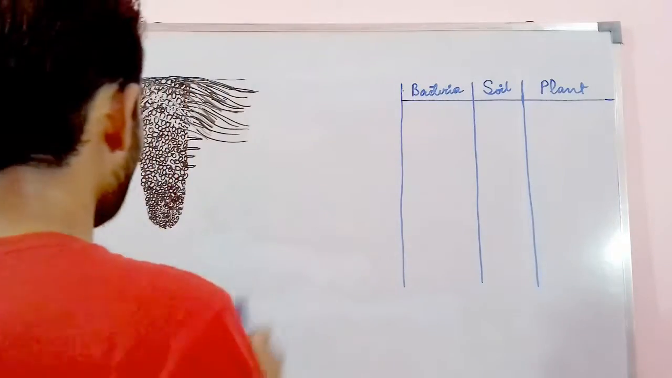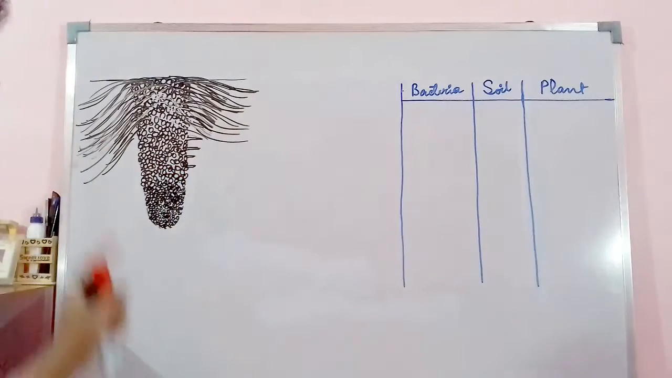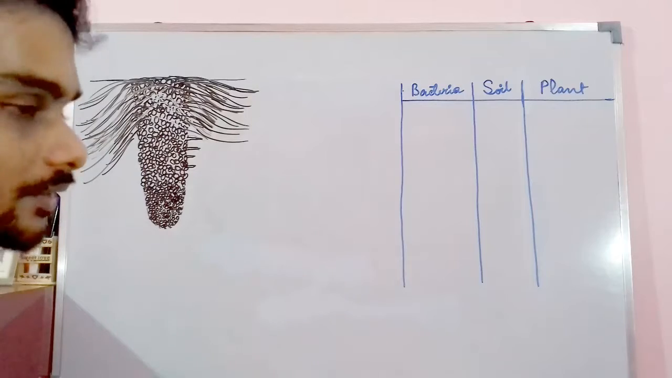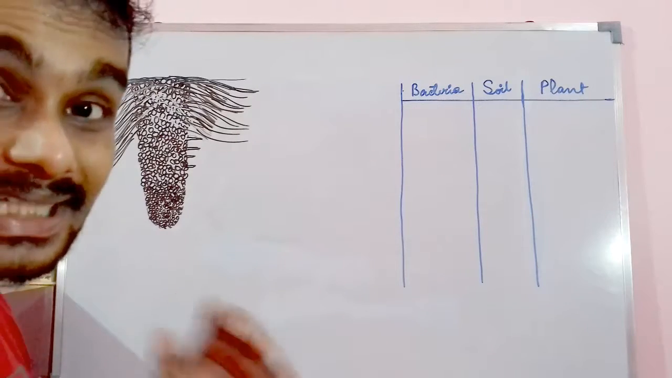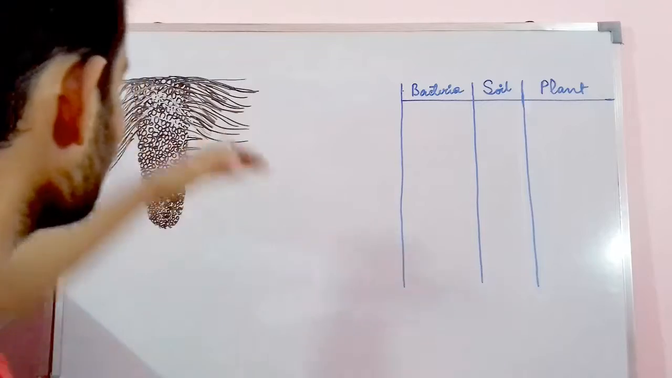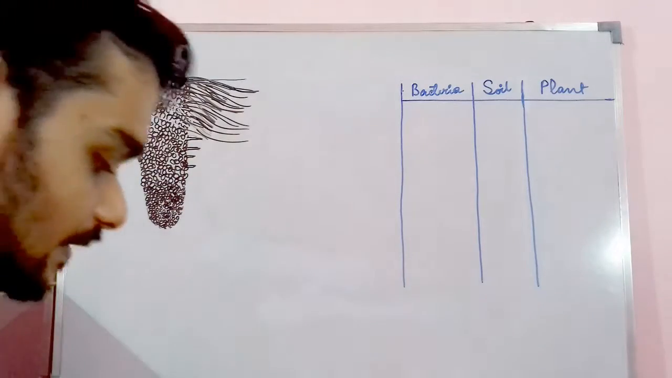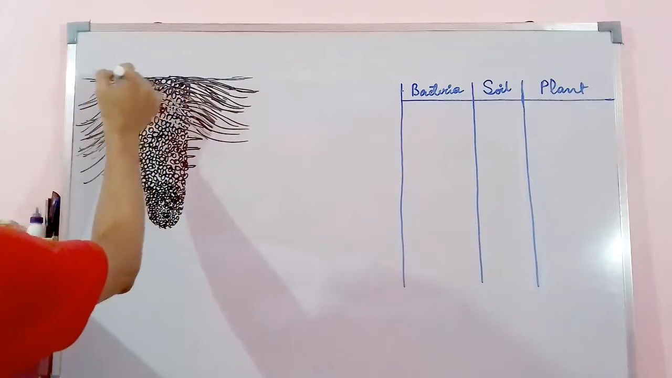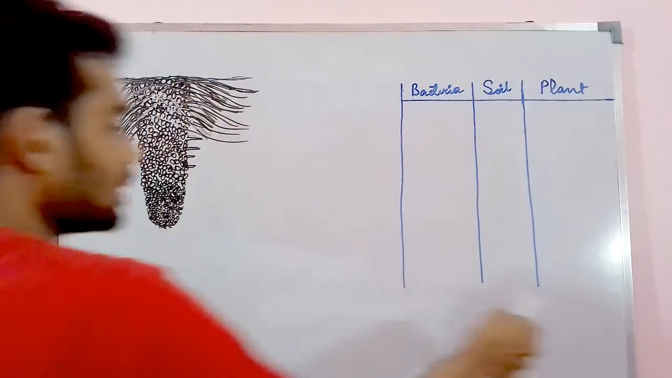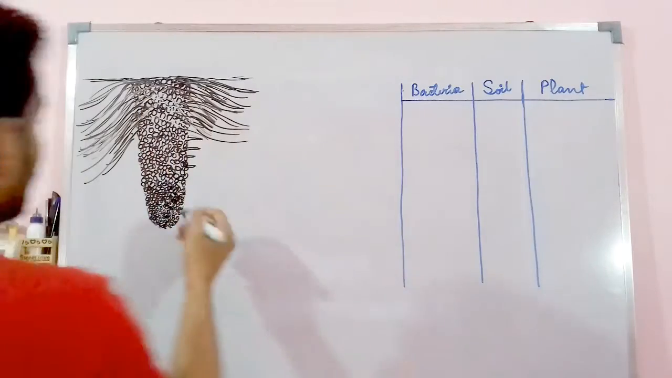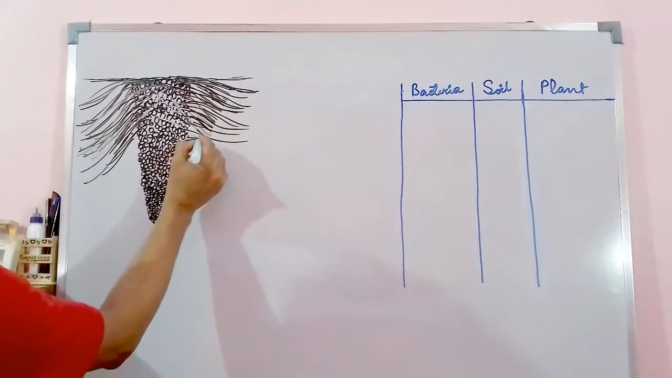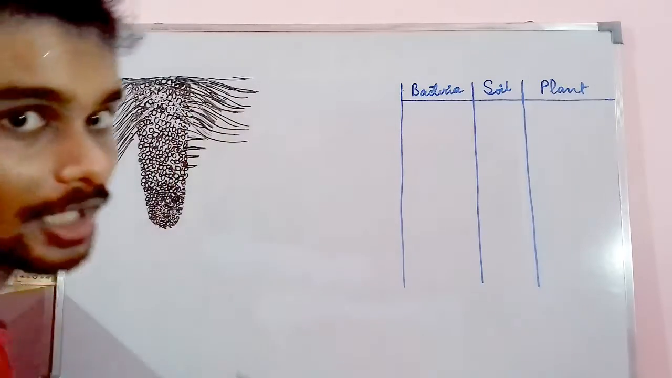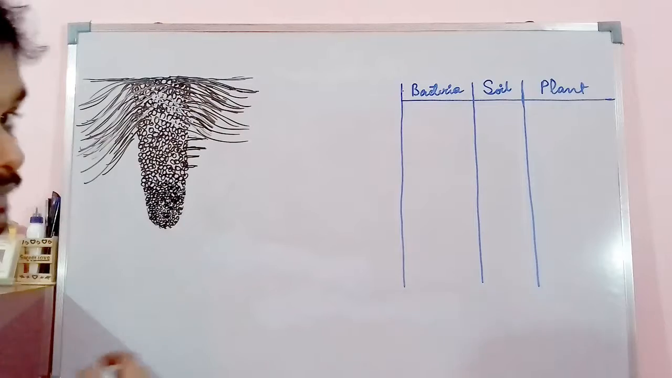Now, you see the structure right here. This structure is nothing but the microscopic histological structure of the root tip of the plant body. This is present beneath the soil. This particular layer is the soil layer, and this particular portion is present beneath the soil. Now you see these hair-like outgrowths right here, and these are known as the root hairs.